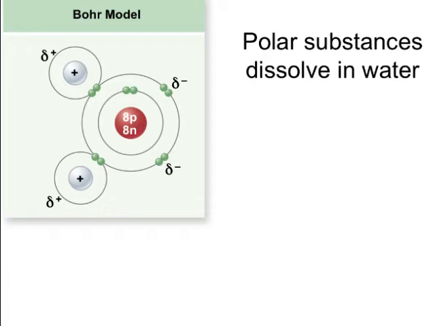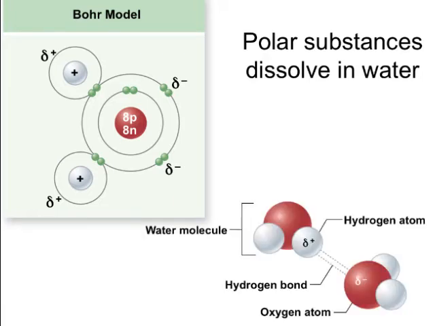Although water is neutral, the higher affinity of oxygen for electrons compared to the affinity of hydrogen for electrons makes electrons spend slightly more time near the oxygen atom than near the hydrogen atoms. This results in a partial negative charge around the oxygen atom and a partial positive charge around the hydrogen atoms. These partly positive areas of one water molecule can interact with the partly negative areas of another water molecule, and this is what we know as a hydrogen bond.